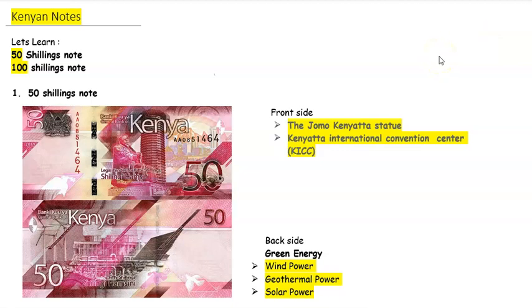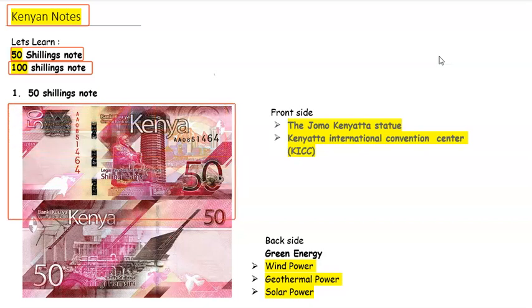So let's learn about the Kenyan money, but we will learn about the Kenyan notes. We won't learn about all the notes that we have in Kenya, but we will learn about these two, the 50 shillings note and the 100 shillings note. So this is how the 50 shillings note looks like.